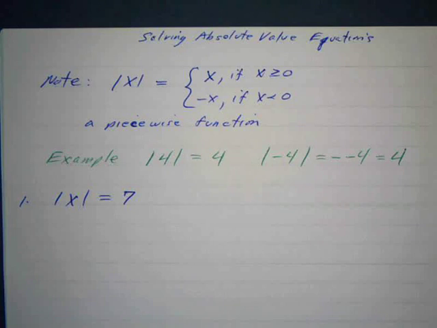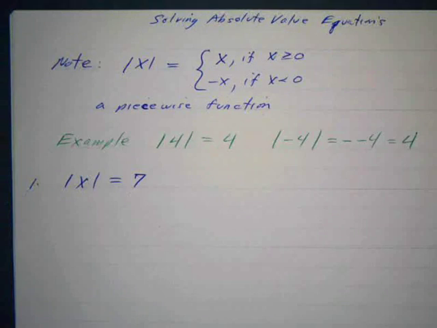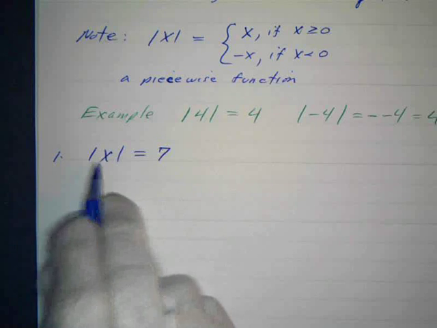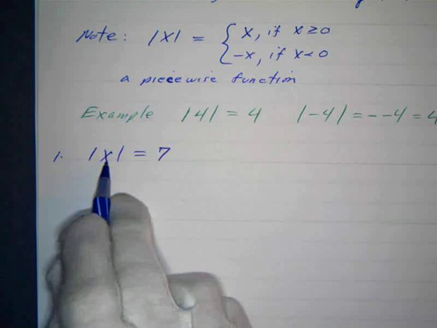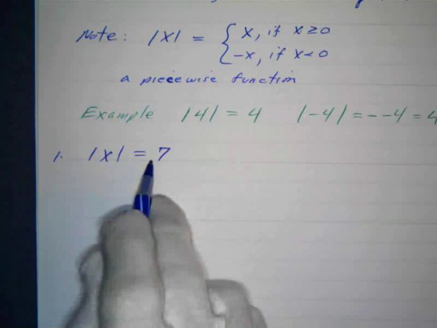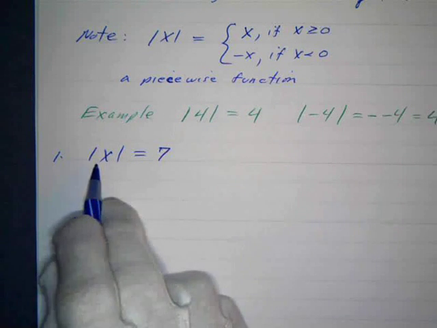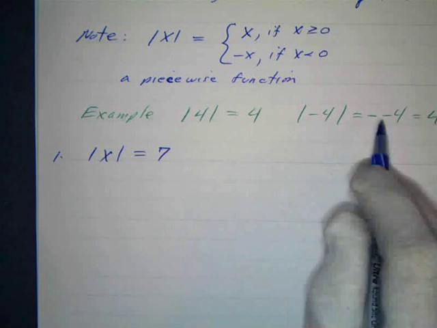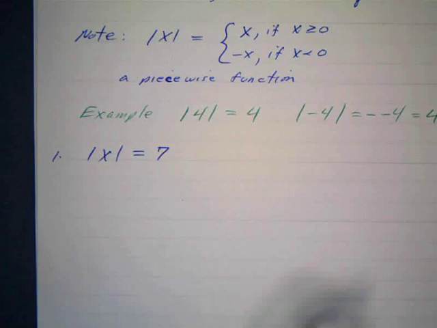So when we have an equation like the absolute value of x equals 7, we have two possibilities. Because what number has an absolute value of 7? Well, 7 does, because the absolute value of 7 is 7, and negative 7 does, because the absolute value of negative 7 in the same way would also be 7.